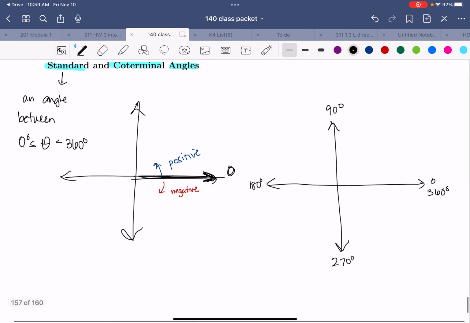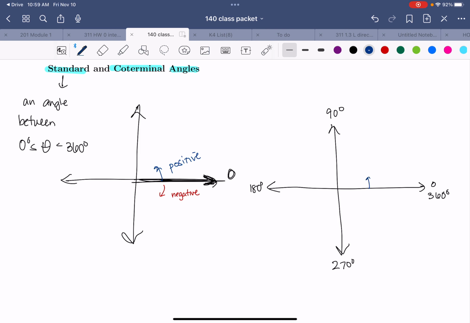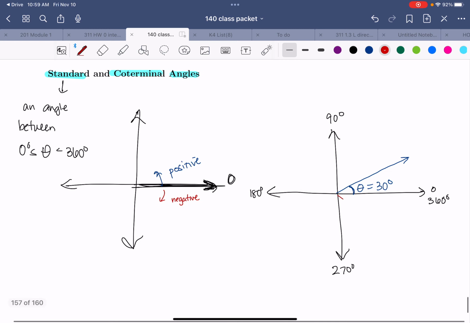So for example, if we wanted 30 degrees, we would go this direction 30 degrees. So this angle here, our theta, would be 30 degrees. Now, if I go 30 degrees the other direction, so if I went down here, this angle right here is actually theta equals negative 30 degrees because you're going down, to the right of 0. So that's the difference between positive 30 and negative 30.